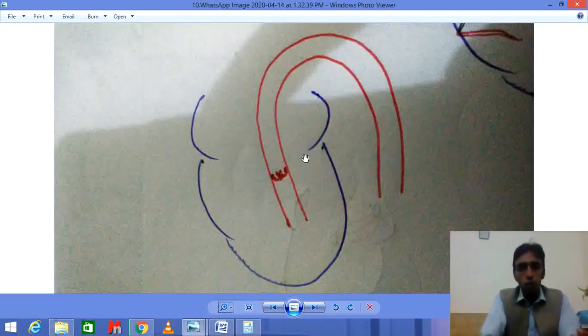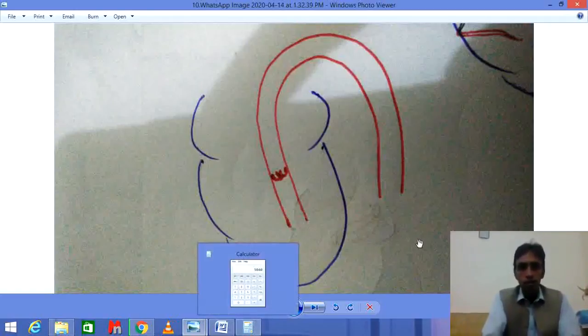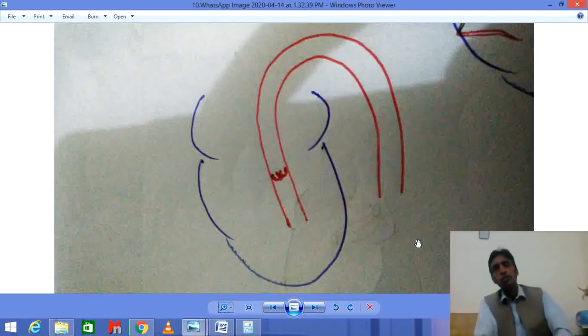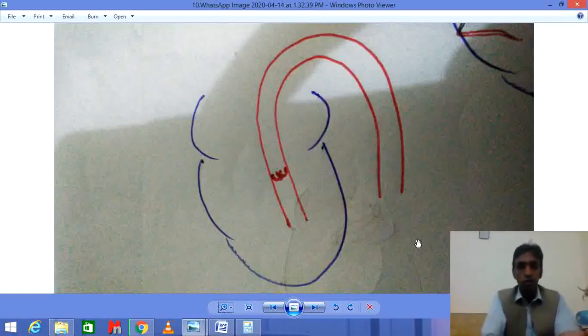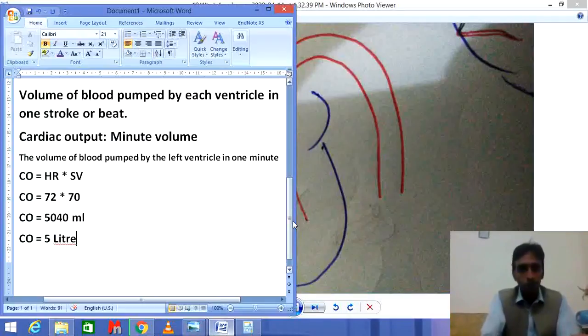So this 5 liters of blood is circulated again and again, and in each minute the heart will pump 5 liters of blood, and that 5 liters of blood is actually the cardiac output. In various heart diseases, we also measure the volume of blood pumped by the heart in 1 minute. From that, we deduce some diseases and other pathological conditions of the heart.